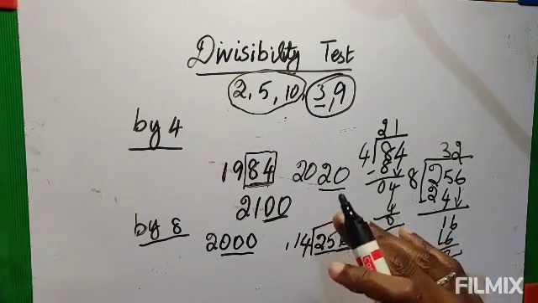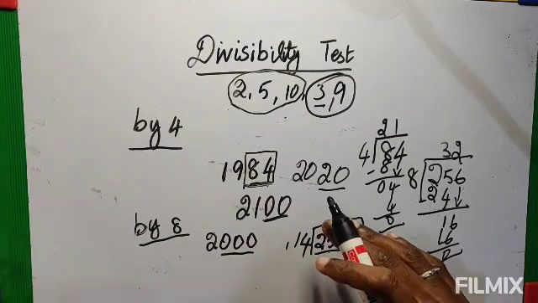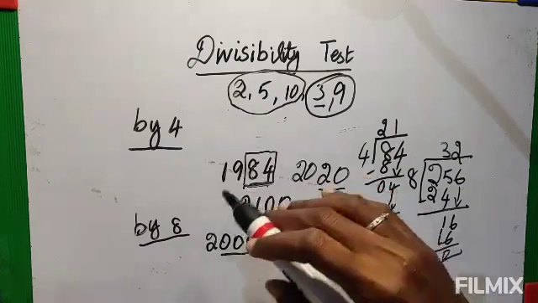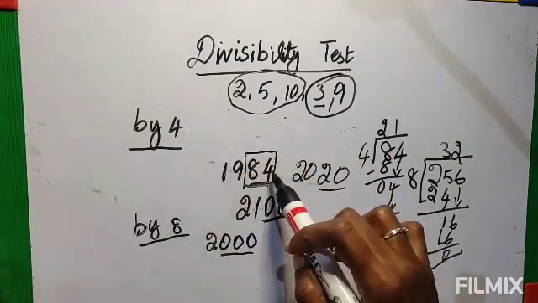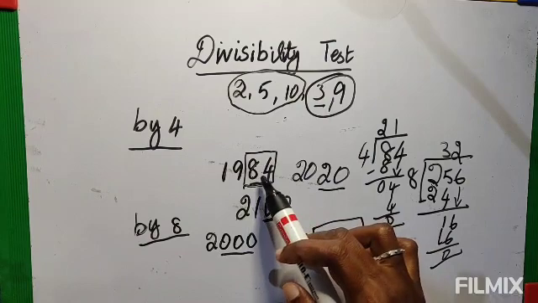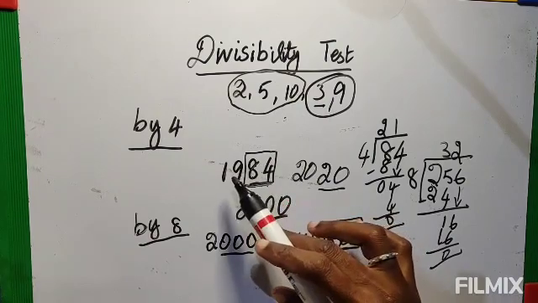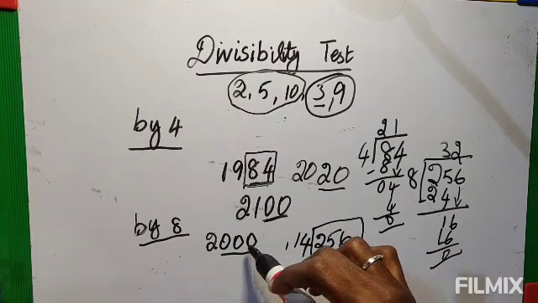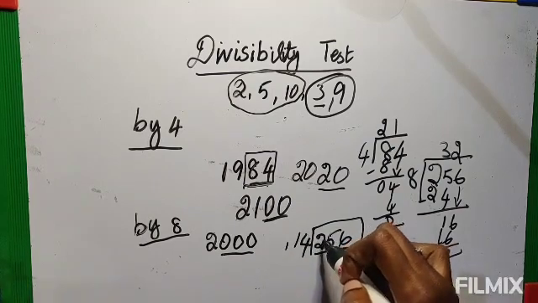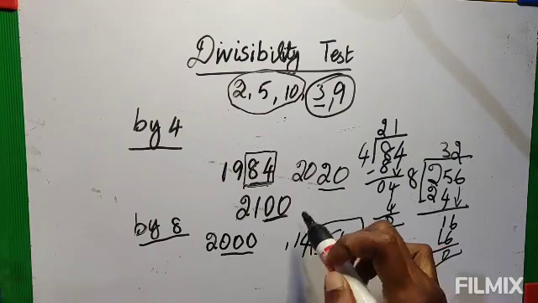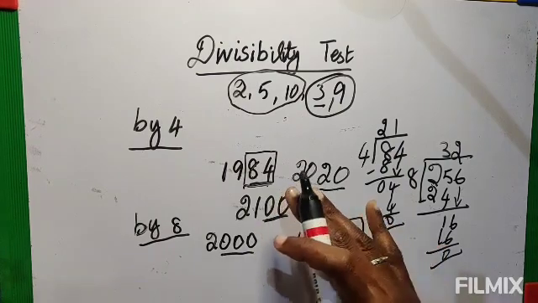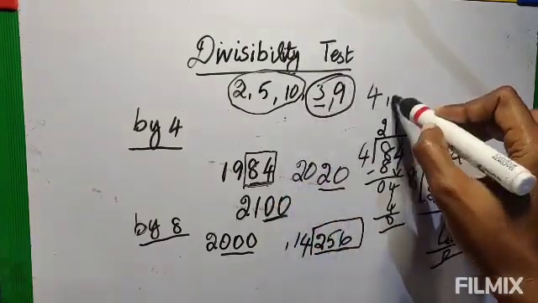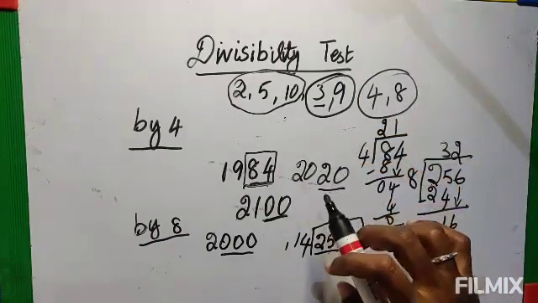I will give this definition in PDF form in the group afterwards. Okay, so remember, for 4 the last two digits must be 0, otherwise the last two digits should be divisible by 4. Then the number is divisible by 4. For 8, the last three digits should be 0, otherwise the last three digits should be divisible by 8. Then it is divisible by 8. So this is the divisibility test for 4 and 8. 4 and 8 are similar, as I have taught.